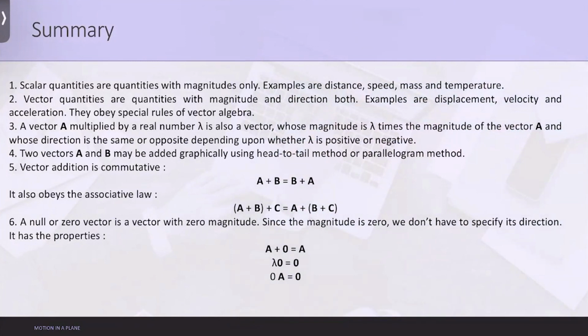Scalar quantities are quantities with magnitudes only. So scalars are only those quantities which have magnitudes. What are the examples of these scalars? The first is distance, second is speed, third is mass, fourth is temperature. Basically you can add a distance to a distance directly, a speed to a speed, a mass to a mass, a temperature to a temperature. All those expressions do not require vector addition or vector multiplication.